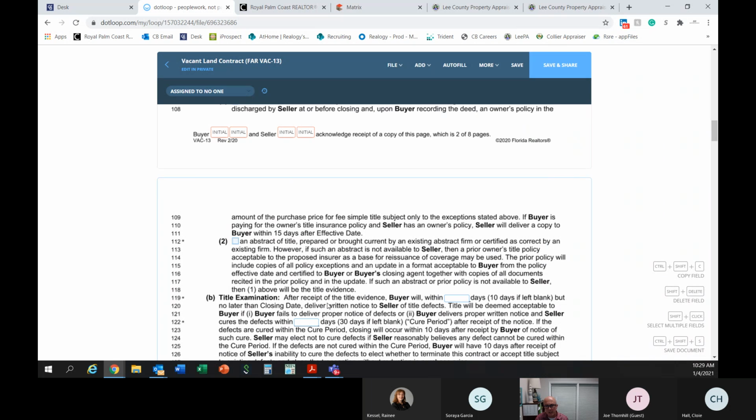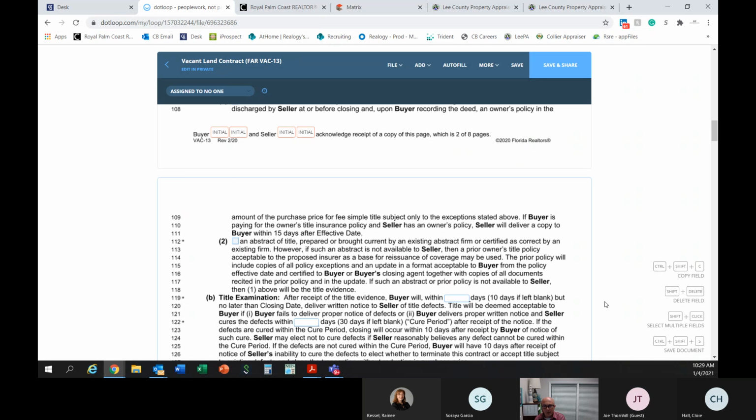B, title examination. After receipt of the title evidence, buyer will, within blank days, if left blank, but no later than closing date, deliver written notice to seller of title defects. Title will be deemed acceptable to buyer if buyer fails to deliver proper notice of defects or buyer delivers proper written notice and seller cures the defects within 30 days if left blank, the cure period, after receipt of the notice.